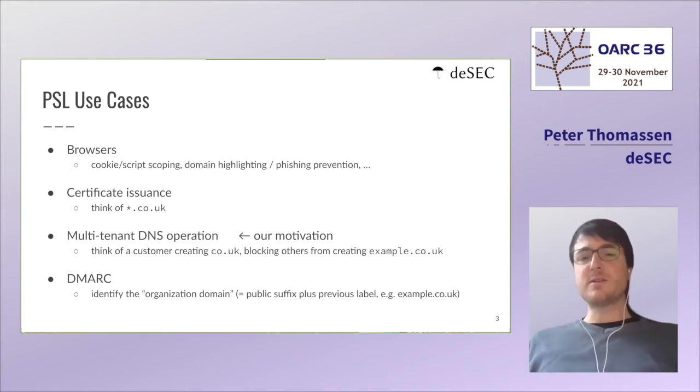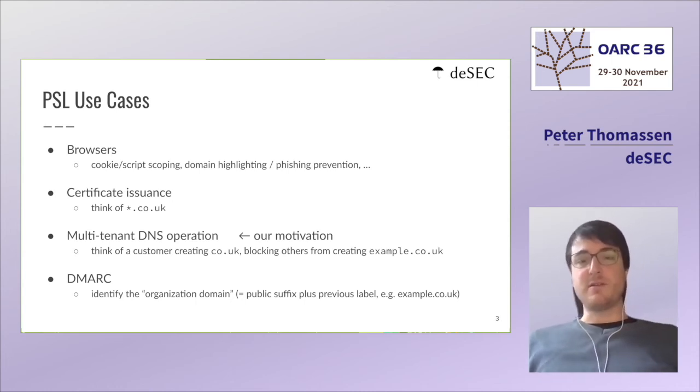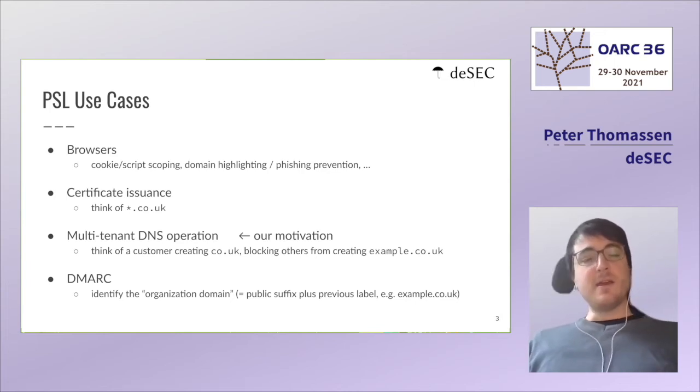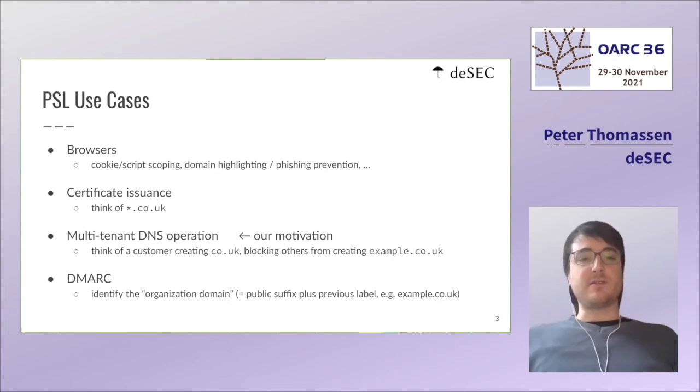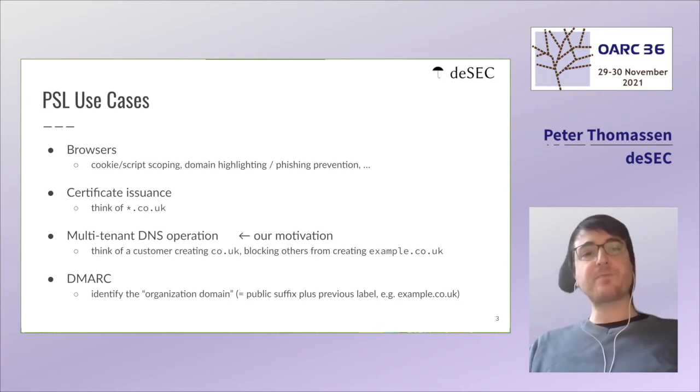It's used by certificate authorities to ensure that people don't get wildcards for public suffixes. It's also used by DNS operators like us to prevent, in a multi-tenant setup, that people register public suffixes and therefore block other customers from creating zones underneath the public suffix like co.uk. And it's used by other technical standards like DMARC to identify the organizational domain, which is the one before the public suffix. Some call it the registrable domain. And it's used for email policy boundaries here.